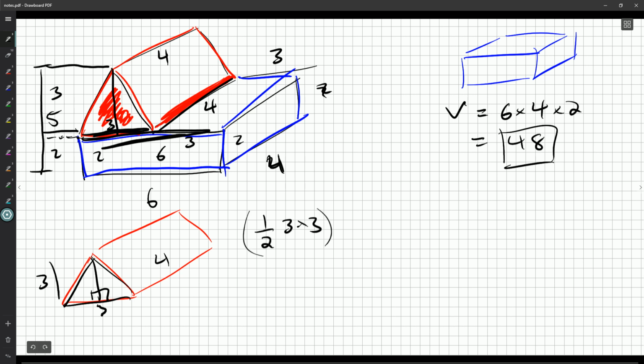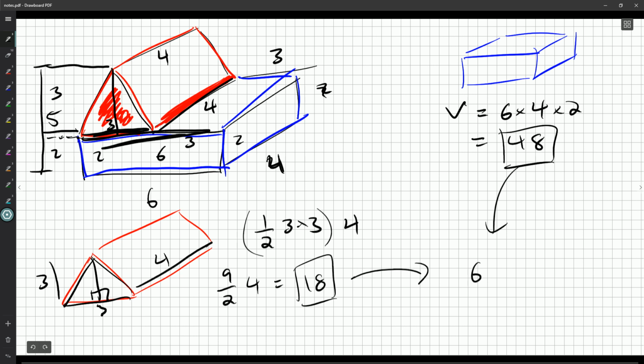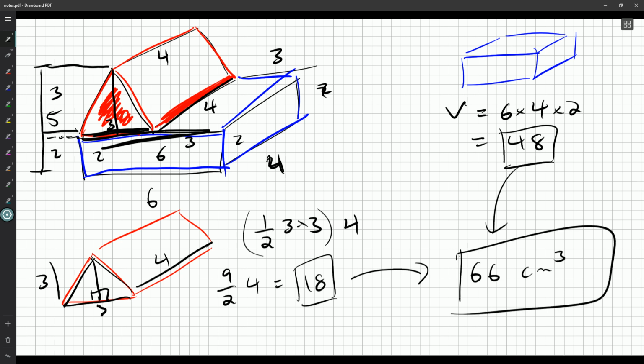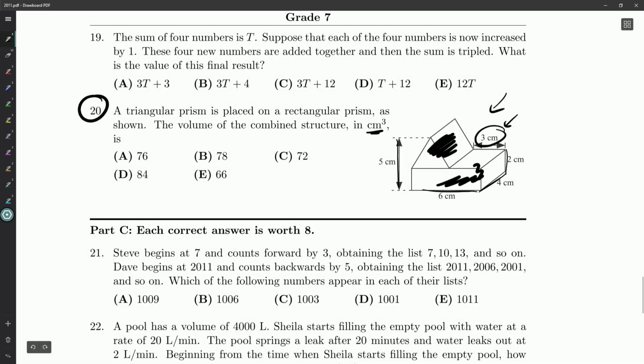And then we're going to multiply that by the depth 4. Alright, so that's 9 over 2 times 4. That's 18. So the triangular prism has a volume of 18. The rectangular prism has a volume of 48. And now we just need to add those together. So 48 plus 18 would be 66. So 66 centimeters cubed. We broke it down into 2 different parts, and then we used common volume formulas to get our answer. And in this case, our answer is going to be E.